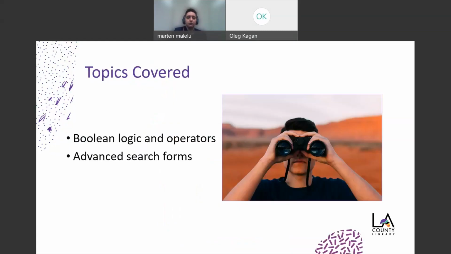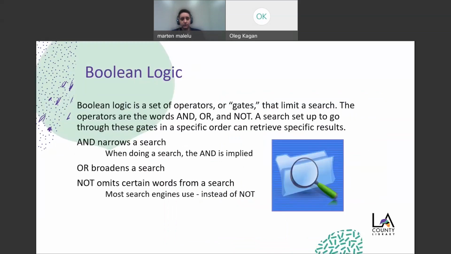So the Boolean logic and operators we're going to talk about, and advanced search forms. Those are the two main things we're going to discuss. Okay, so Boolean logic, named after a guy named George Boole, who was a mathematician. I actually just looked him up today because I was like, where does that word come from? But it's a set of operators or gates that limit a search.